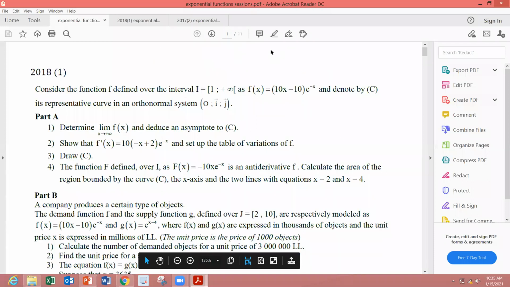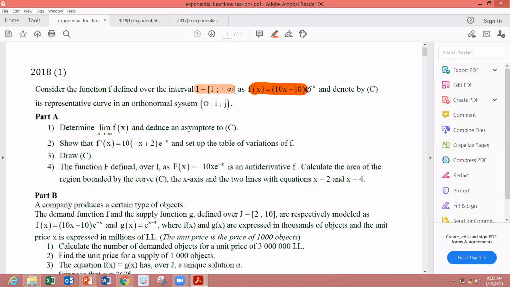Okay, 2018, the first chance. Consider the function f defined over the interval I equal 1 to plus infinity by f(x) equals 10x minus 10 e to the minus x, and denote by C its curve. Part 1, limit as x tends to plus infinity لل f(x).